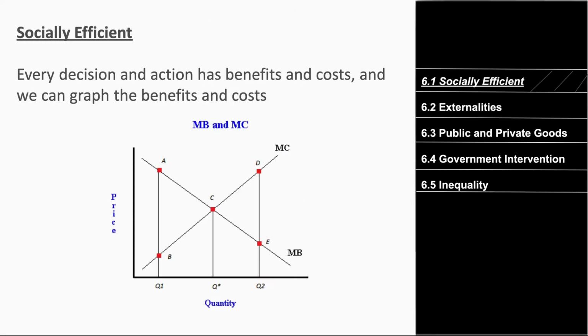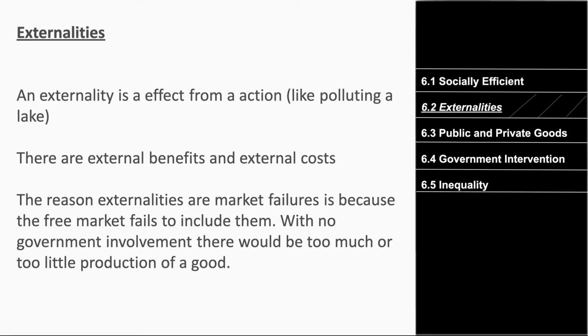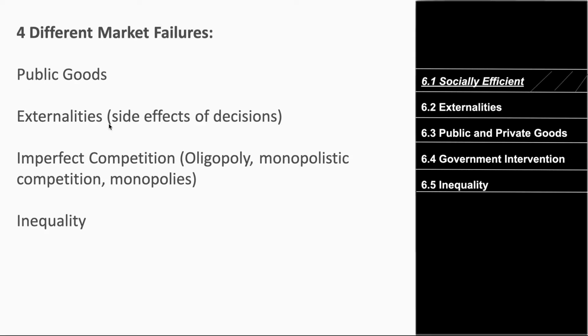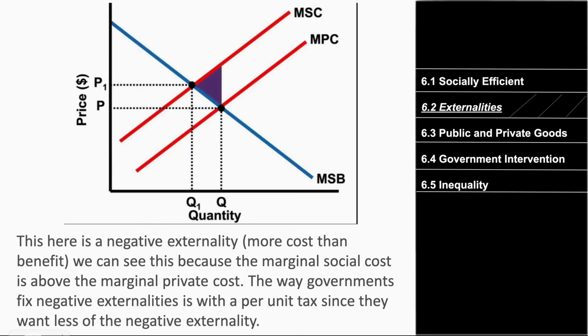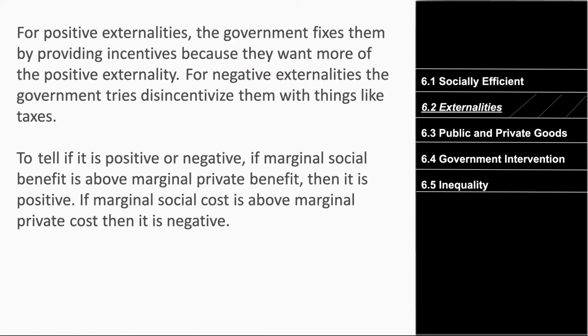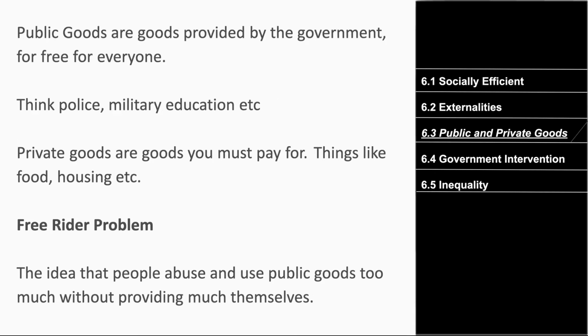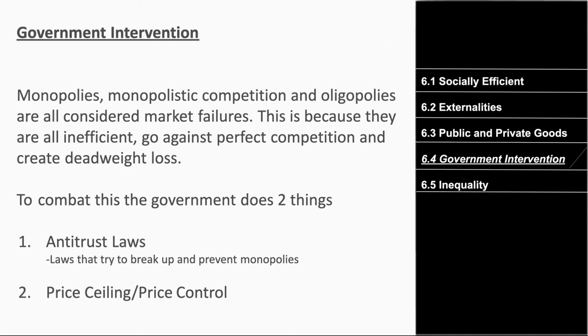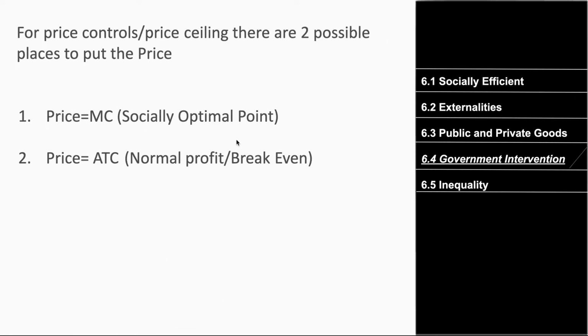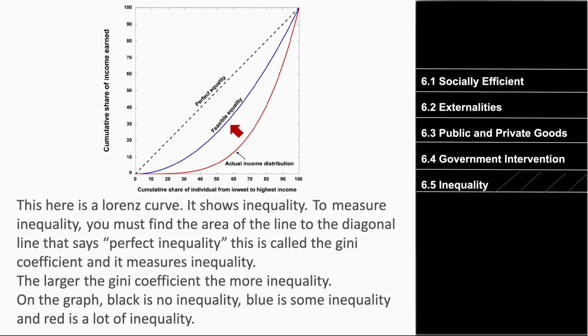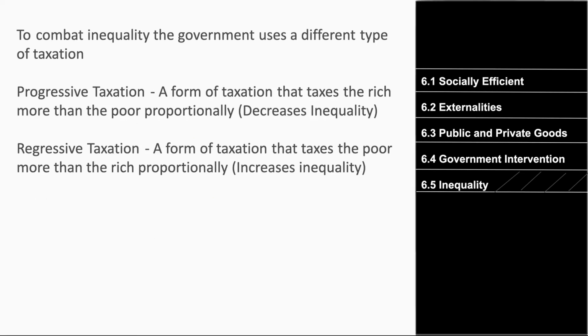For this unit in particular, just make sure you remember all of the market failures: public goods, externalities, imperfect competition, and inequality. Make sure you remember marginal social costs, marginal private costs, how to identify negative and positive externalities, how to deal with them, public and private goods, how to identify public and private goods, antitrust laws and price ceilings, where to place the price ceilings and price floors, and inequality in the Lorenz curve, and taxes. That's about all you need to know for this unit.